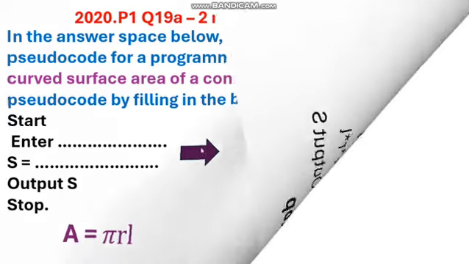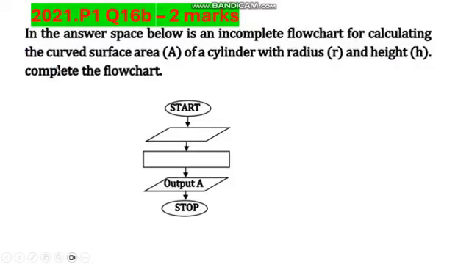So let us now move on to our next question. So this is a question that came in Mathematics Paper 1 for 2021, and this was question 16B. It was also carrying 2 marks. The question reads, in the answer space below is an incomplete flowchart for calculating the curved surface area of a cylinder with radius r and height h. Complete the flowchart. So this is the flowchart where we have the start.